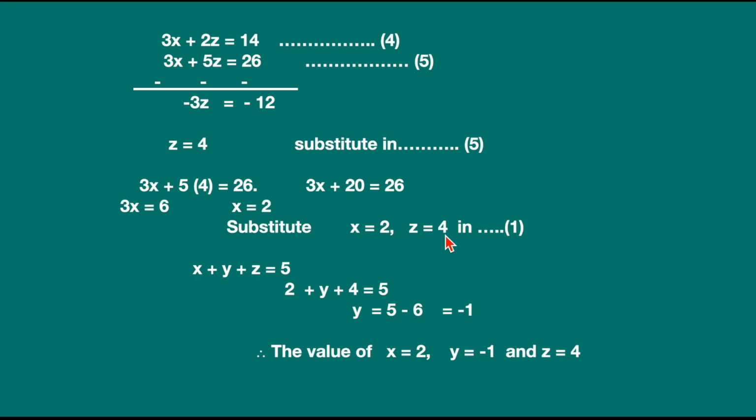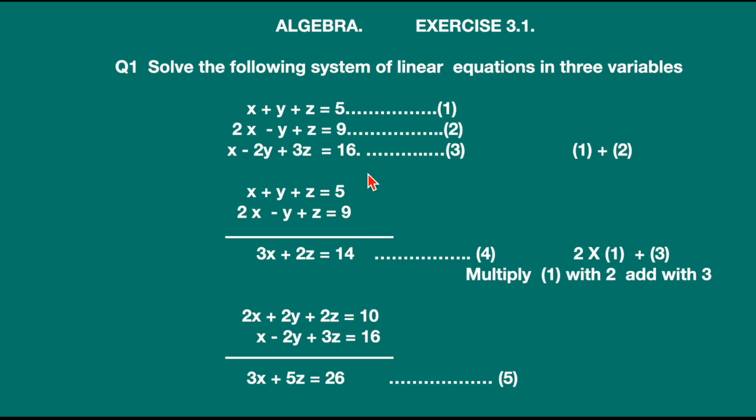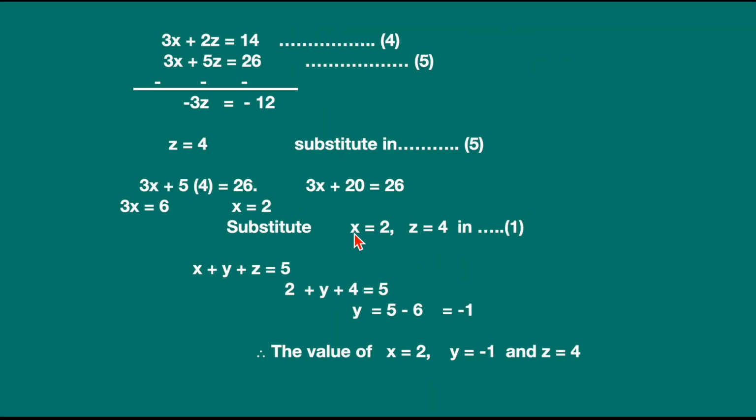Now you can substitute these values of x and z in any one of these 3 equations. I have taken the first equation. I have substituted x is equal to 2, z is equal to 4 here, and you get the value of y. So y is equal to minus 1. So the answer is x is equal to 2, y is equal to minus 1, z is equal to 4.